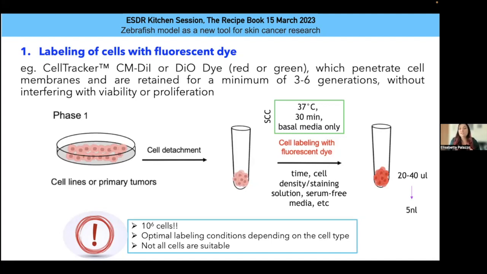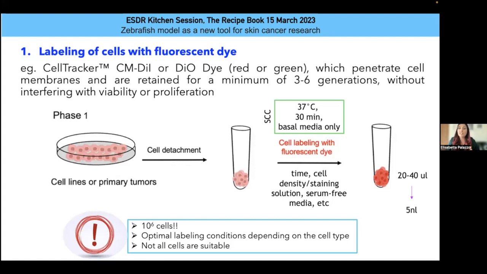In phase number 1, we have to perform cell detachment, and we have to perform the staining in suspension, which we found is really the optimal condition. Then we perform the staining by placing our cells at 37 degrees for 30 minutes in basal media only. These are the conditions for SCC, but we need to optimize the conditions according to the specific cell line or the specific tumor we are working with.